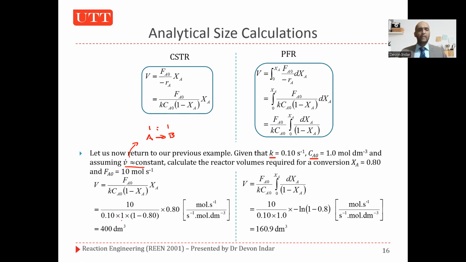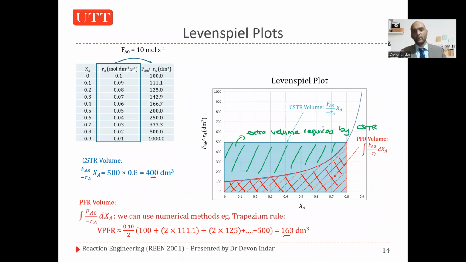So we can plug in the values and figure out that the volume of your CSTR is 400 dm cubed, which is exactly what we had from before. And when we do the plug flow reactor, our volume is 160.9 dm cubed. That's very comparable to the numbers that we had before. Remember that before we had 163 and 400.